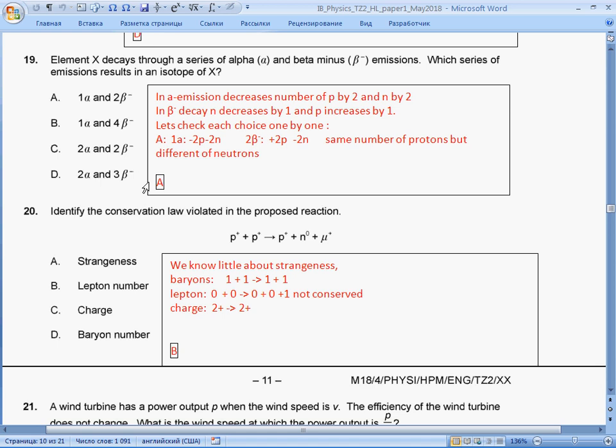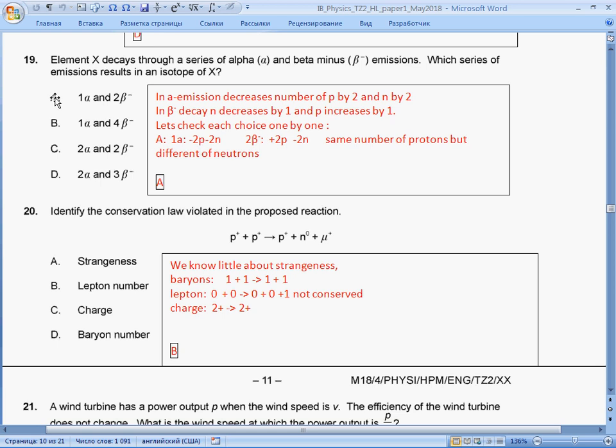Element X decays through a series of alpha and beta minus emissions. Which series of emissions results in an isotope of X? Isotope means the number of protons is the same, but the number of neutrons is different. In alpha emission, the number of protons and number of neutrons decrease by 2. In beta minus, one neutron decreases and one proton increases.